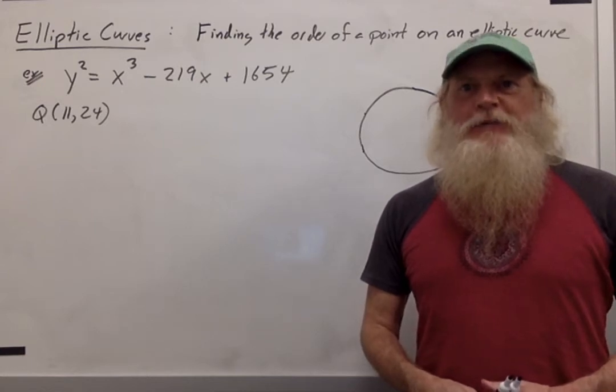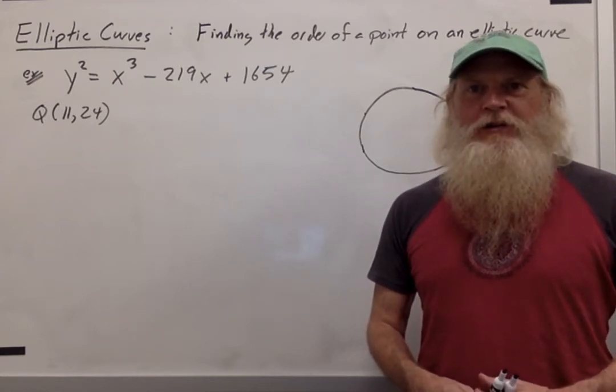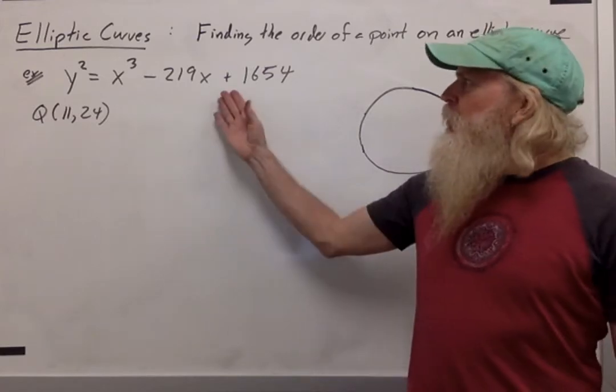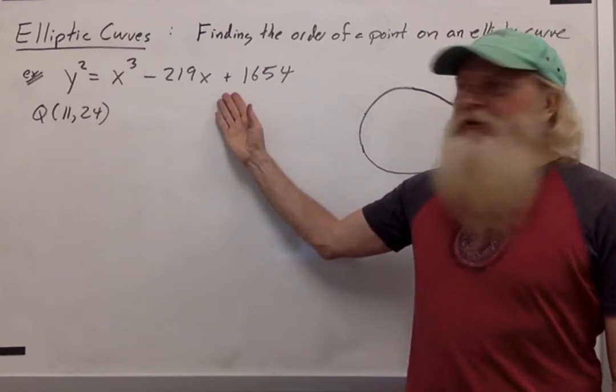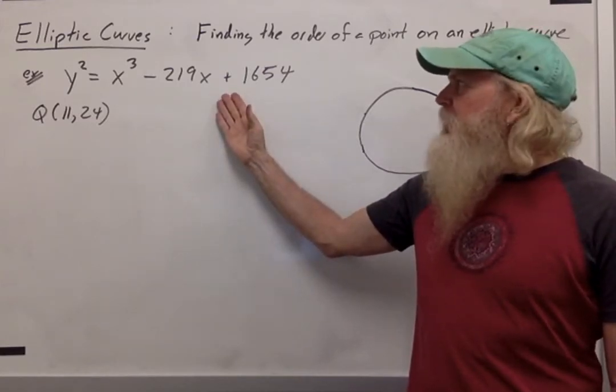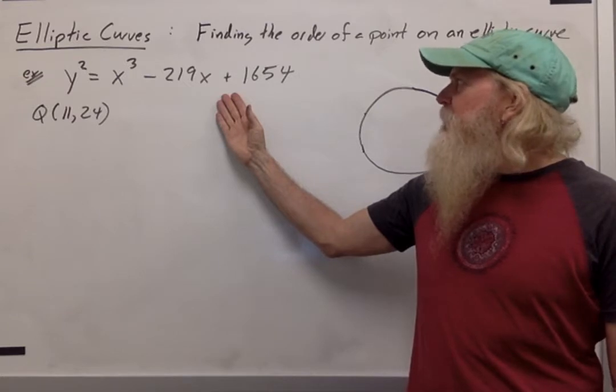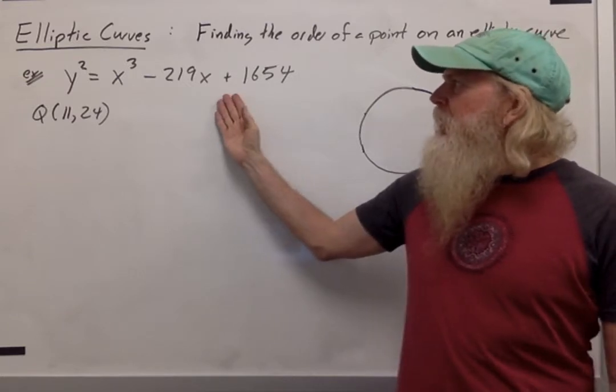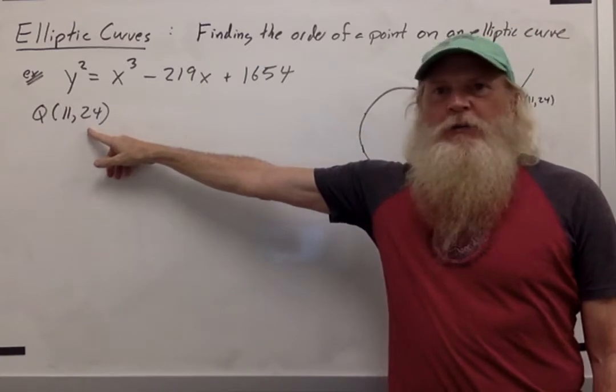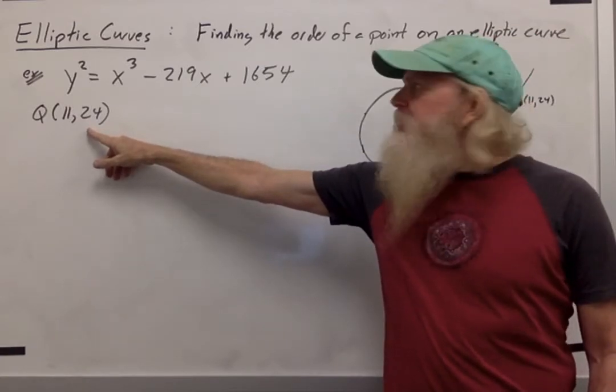Let's look at another example of finding the order of a point on an elliptic curve. We're going to use the same elliptic curve as in the previous video, y squared equals x cubed minus 219x plus 1654. This time I want to find the order of the point (11, 24).